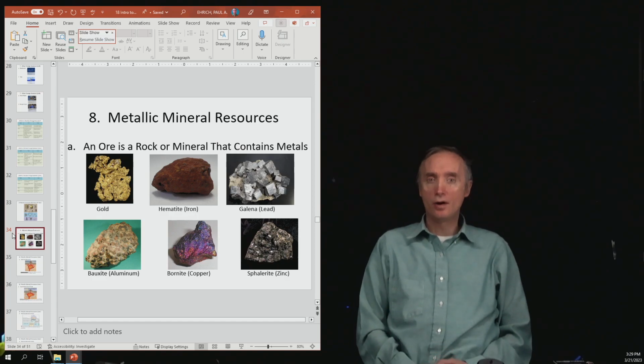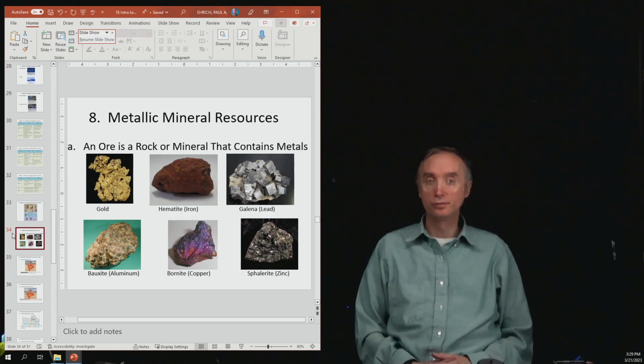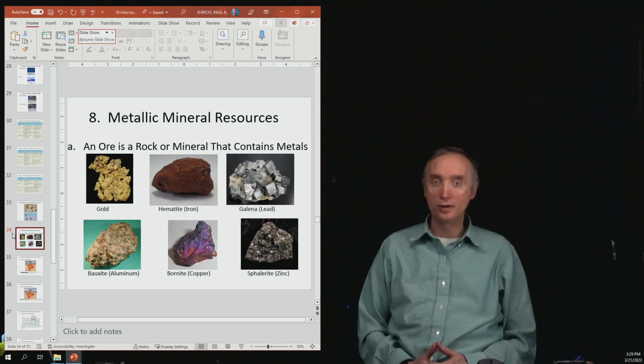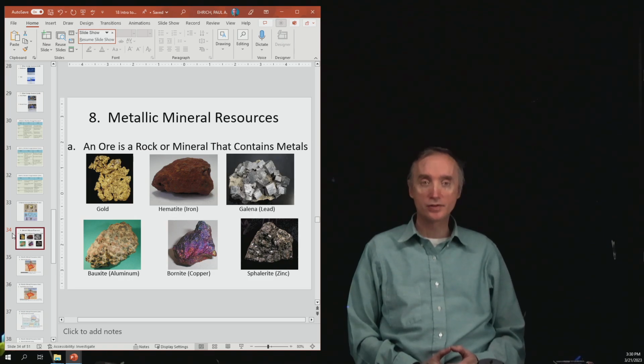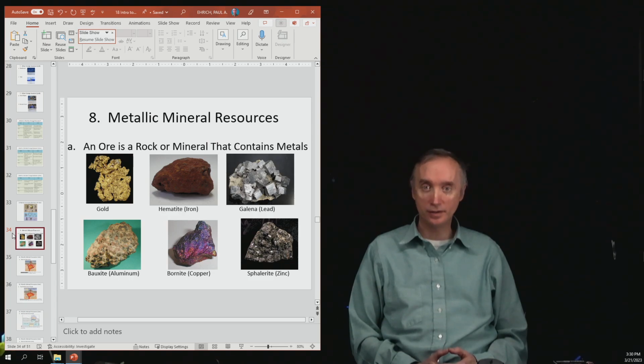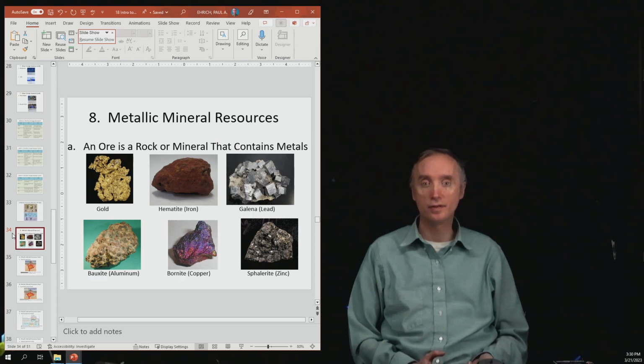Okay, so what are some metallic mineral resources? An ore is a rock or a mineral that contains metals. In some cases you have a mineral that only contains one kind of metal. For example, gold ore contains gold. But hematite is iron oxide, so when we take the hematite, we have to crush it and then heat it in order to separate the iron from the oxygen part of it.